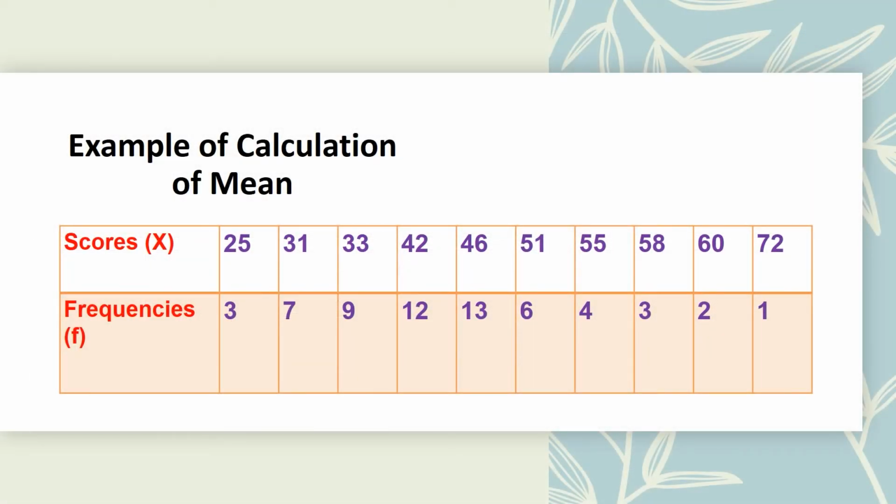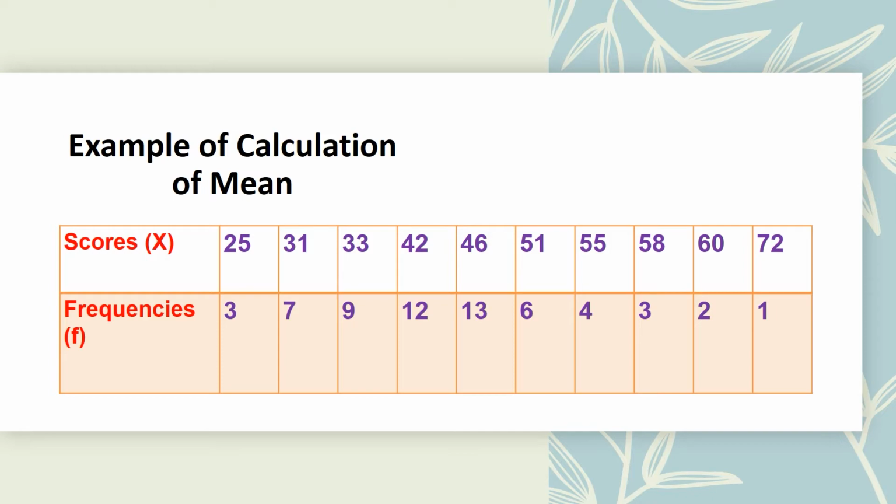Now let us try to understand with an example. Here you see scores are given, 10 scores, that is the individual score X: 25, 31, 33, accordingly. In the second row, frequencies are given: 3, 7, 9. That means the score 25 comes three times, 31 comes seven times, 33 comes nine times. These are the frequencies.